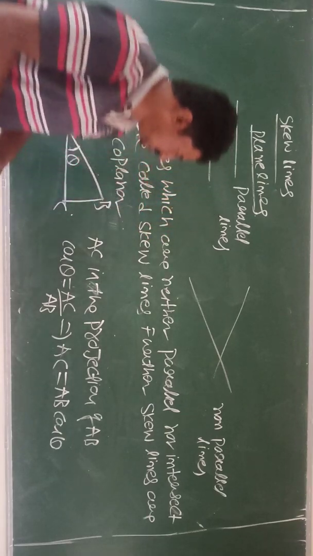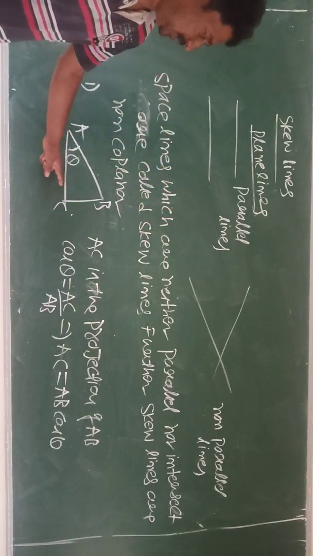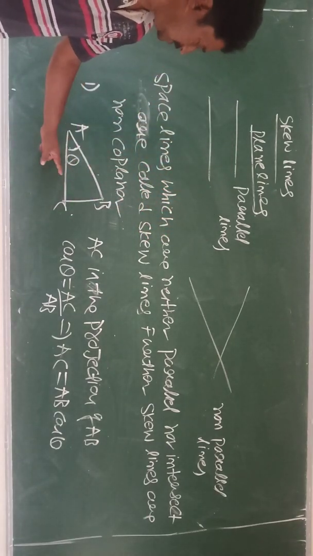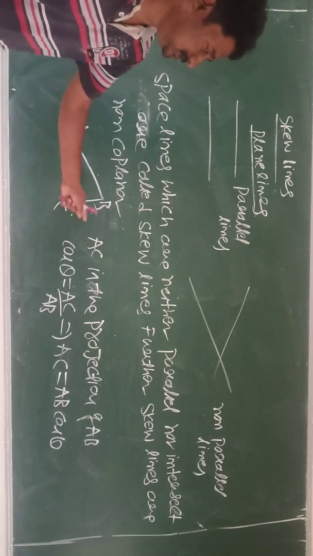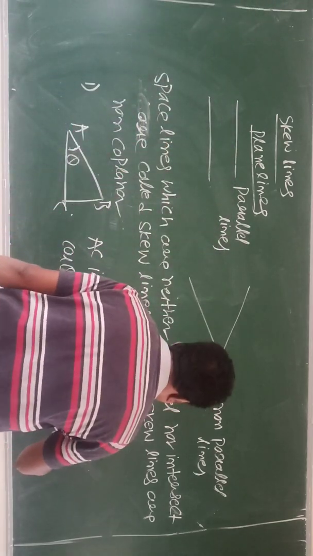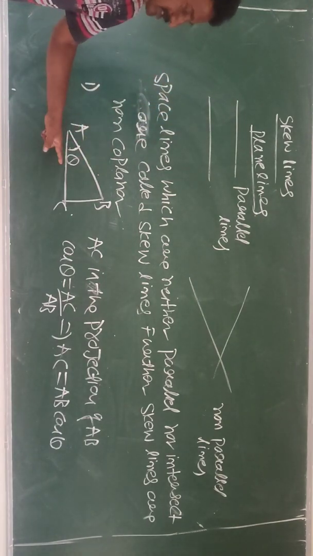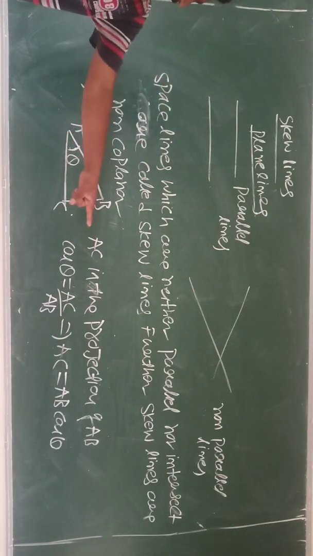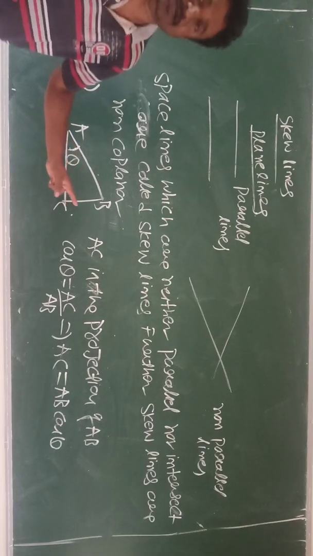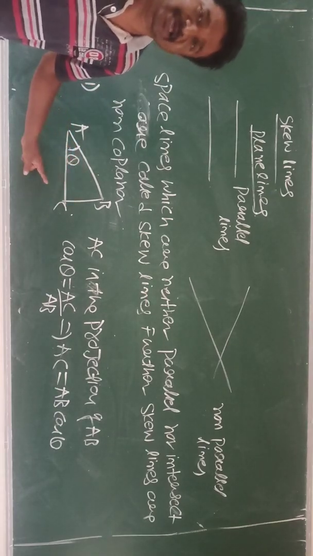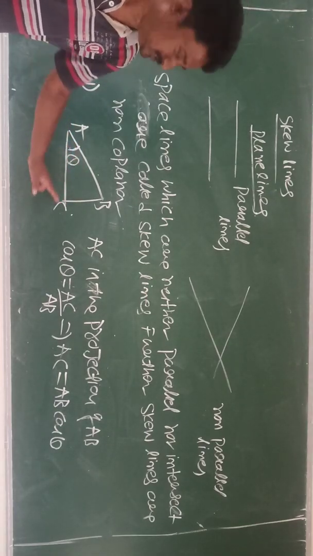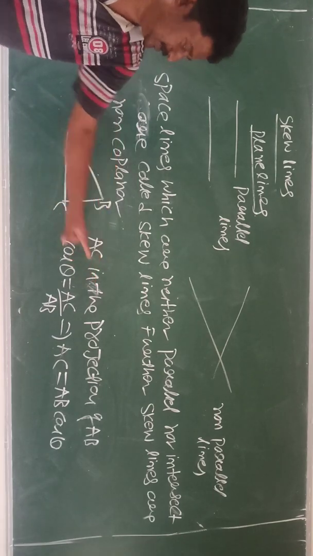Try to understand, students. AC is called the projection of AB on AC. Projection of AB on AC is equal to AB cos theta. Try to catch this point. Projection of AB on AC is equal to AB cos theta.